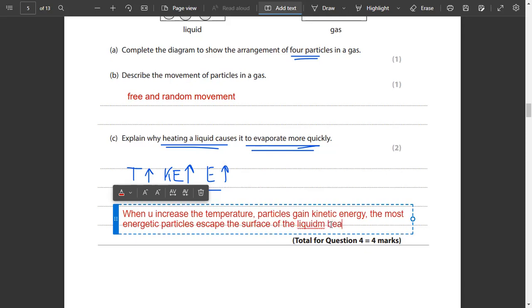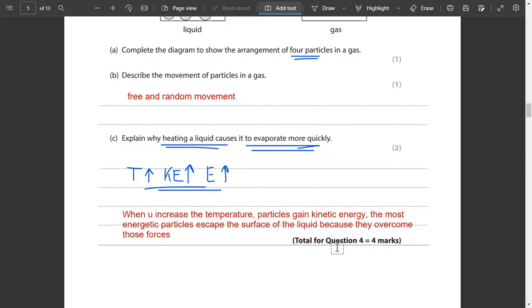Because they easily overcome the forces. जो forces liquid के अंदर होती हैं, the forces that have bound the liquid particles together, those bonds are broken, those forces are overcome, and when those forces are overcome, it turns into a gas. Surface of the liquid, because they overcome those forces.